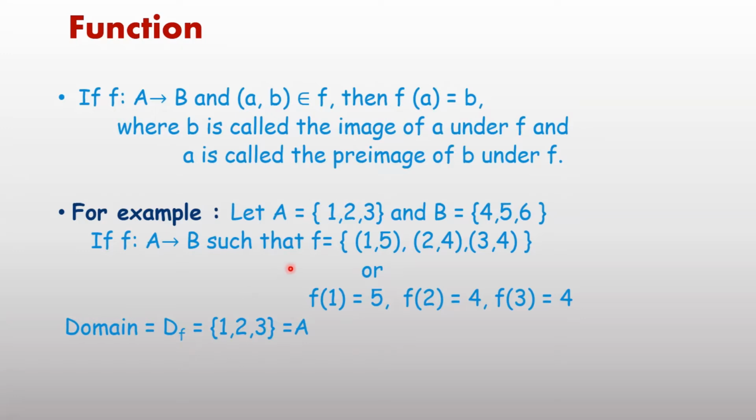Here, domain equals {1, 2, 3}, which is equal to set A. Range equals the collection of second elements, meaning 5, 4, 4, which means {4, 5}. And codomain equals the second set B, {4, 5, 6}. I hope in this example it is clear: the process to find domain, range, codomain, image and pre-image.